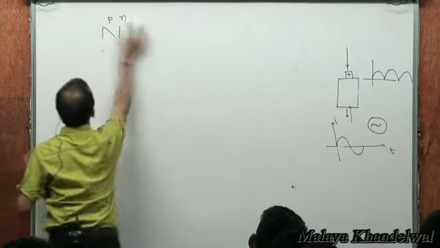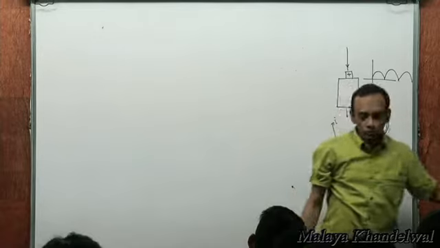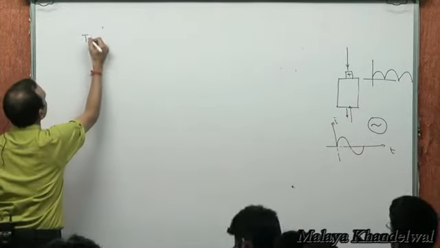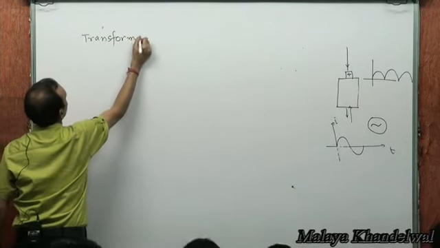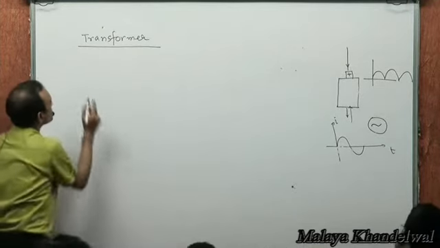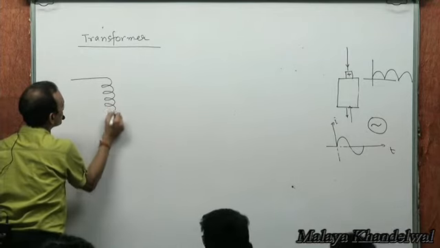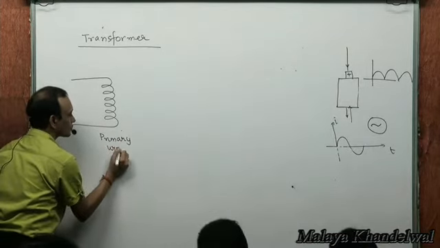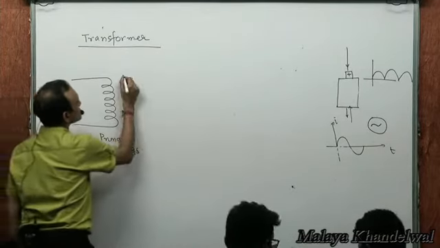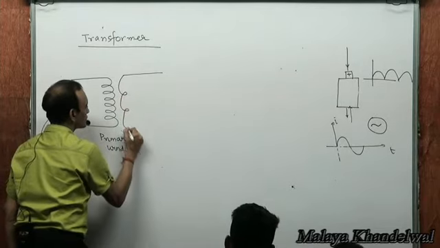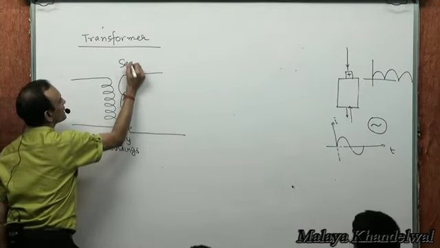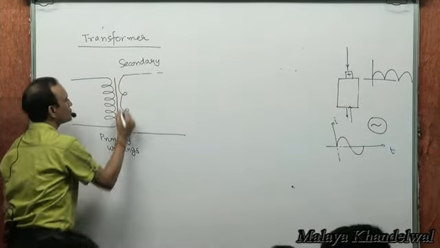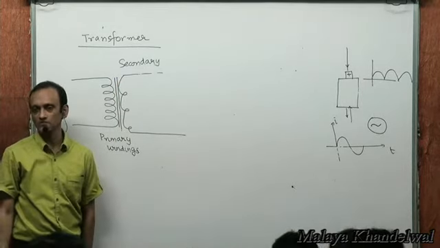Now, I'm not going to get into the details of that, but there is a device called a transformer. A transformer has primary windings. These are primary windings. This is the primary coil. And it has secondary windings. This is the secondary coil, or secondary windings. And this is the symbol for a transformer.